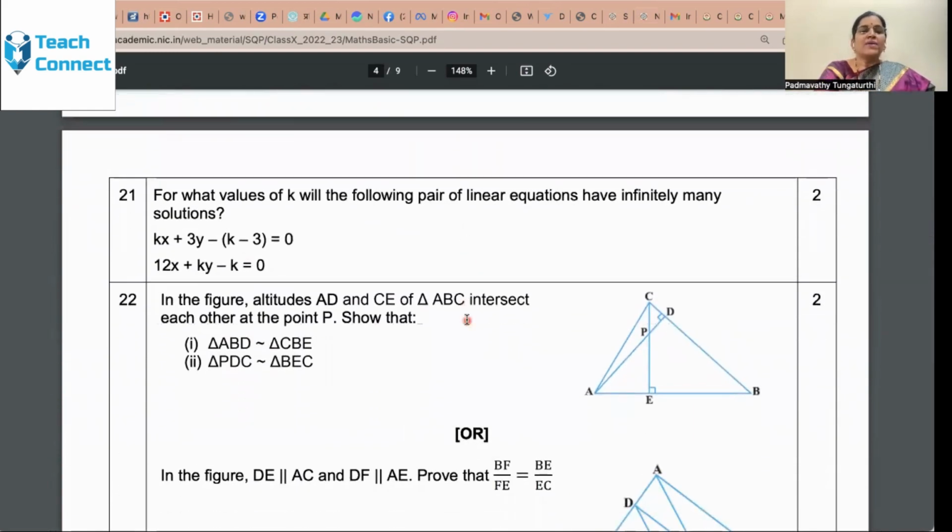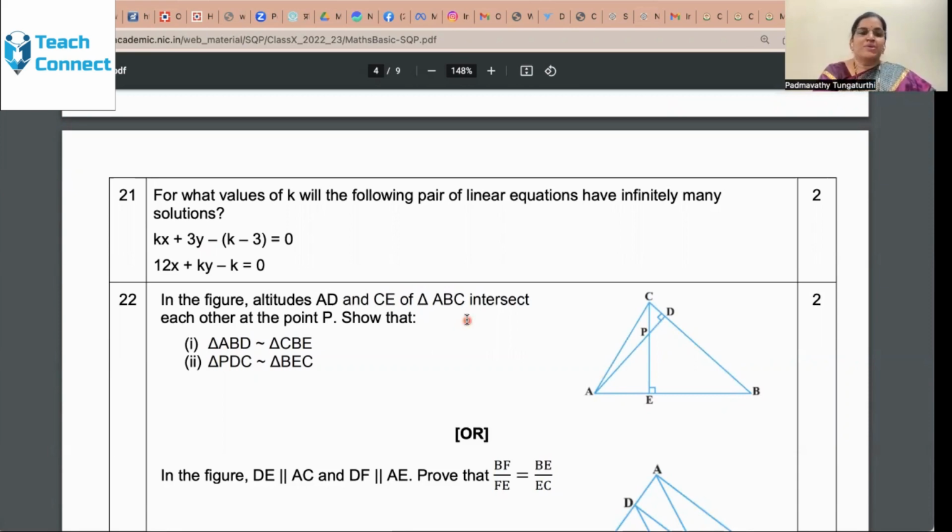Now, for what values of k will the following pair of linear equations have infinitely many solutions? We have already come across a parallel line. There itself we have coincident lines. And here, how is it that we are comparing the coefficients?